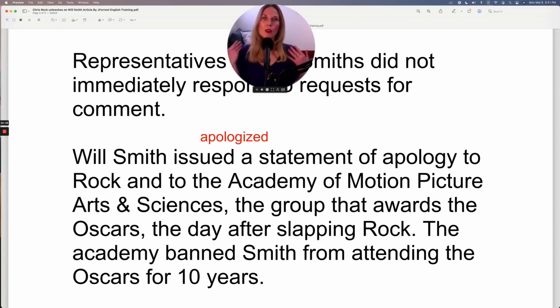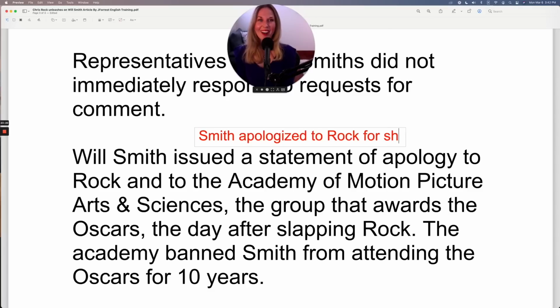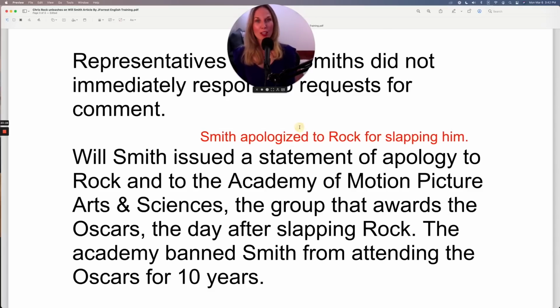But he did it in a very public way. It was probably scheduled at a specific time, and he told people he was going to do it. He issued a statement of apology. He apologized. This is the verb form. So Smith apologized, that's in the past simple, to Rock for slapping him. That's a good thing to apologize for, right?